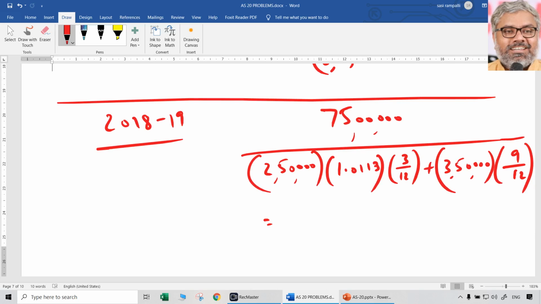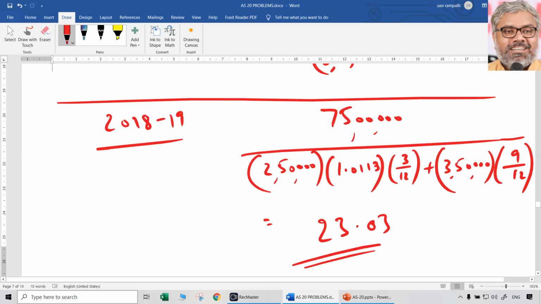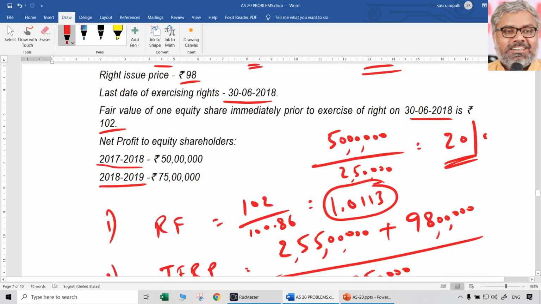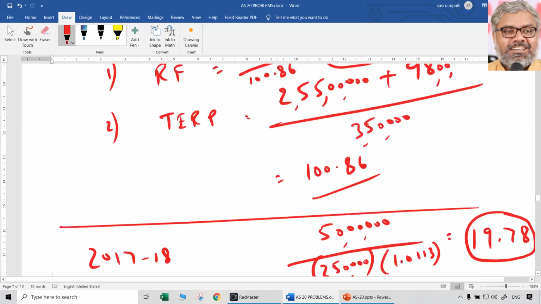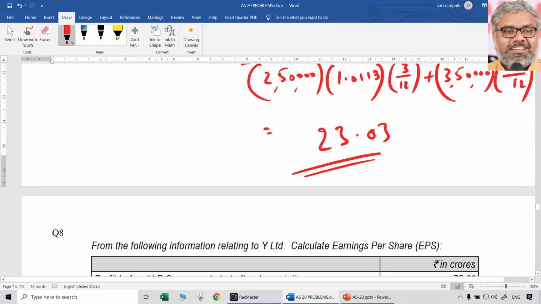Calculate the denominator first. 2,50,000 into 1.0113 into 3 by 12. Then 3,50,000 into 9 by 12. The denominator is 3,25,706. Then 75 lakhs divided by that will be around 23 rupees, 23.03, let us say. That is the answer for the current year's basic EPS, 23.03. Last year's basic EPS was 20. Last year's restated EPS is 19.78. Current year's basic EPS is 23.03.